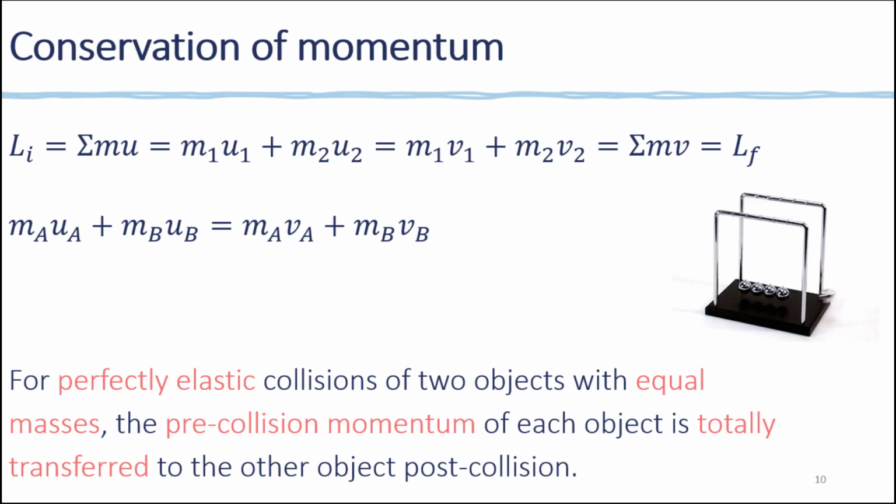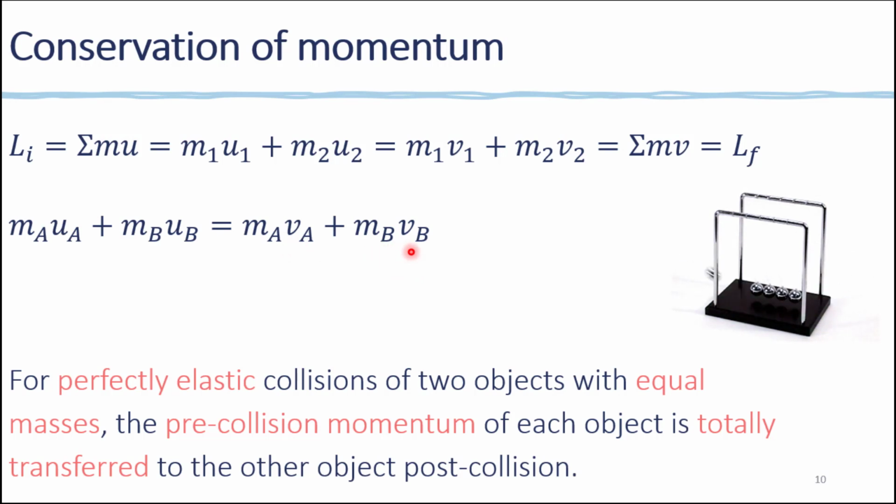So if we look at our equation for the conservation of momentum for the marble example, ignoring the middle marbles, the equation becomes: mass of marble A times pre-collision velocity of marble A plus the mass of marble B times the pre-collision velocity of marble B is equal to, right, conserved, equal to mass of marble A times post-collision velocity of marble A plus mass of marble B times post-collision velocity of marble B.